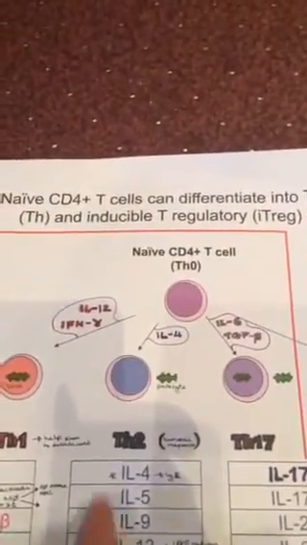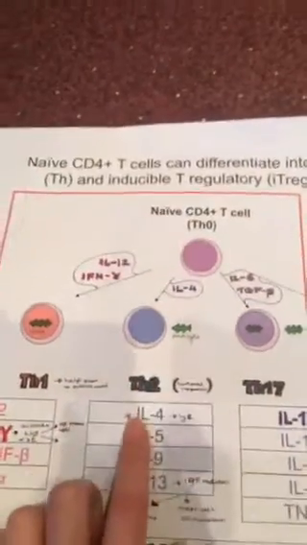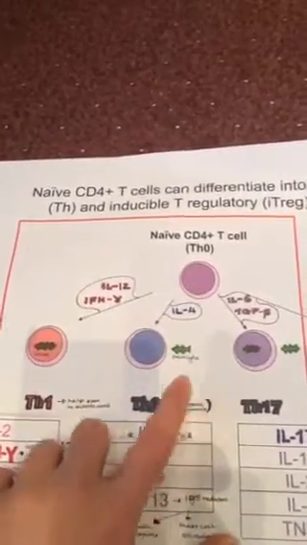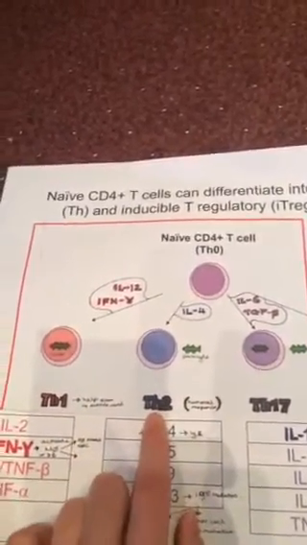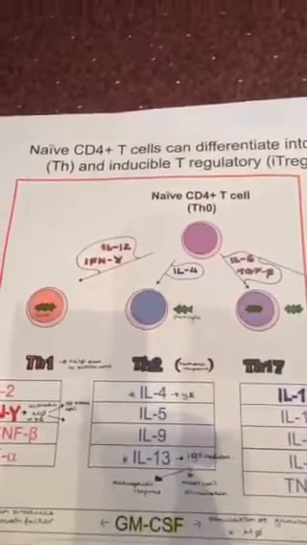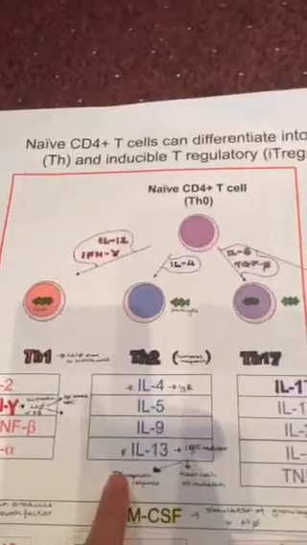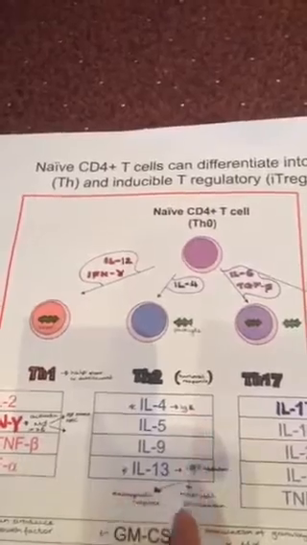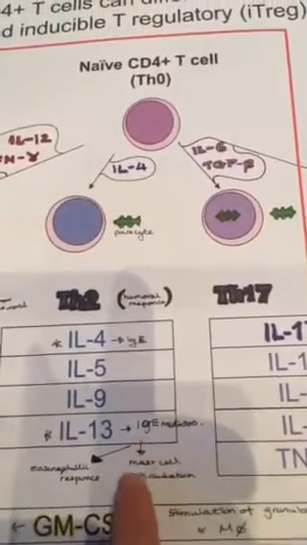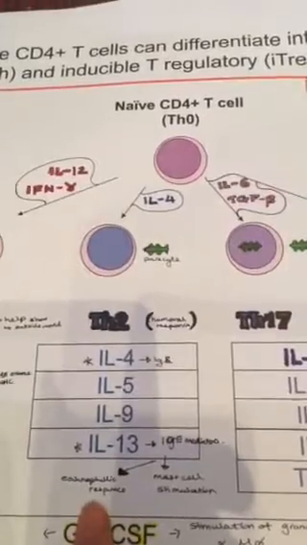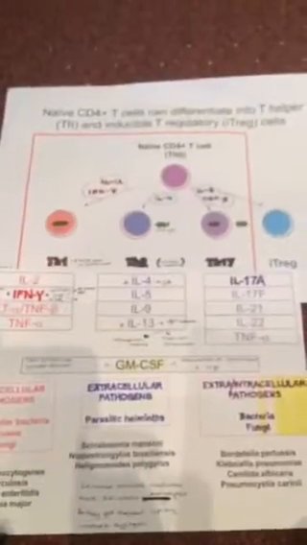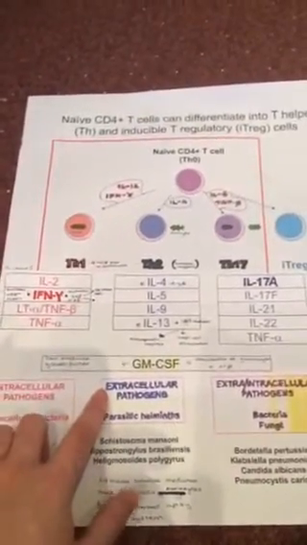So T helper 2 cell differentiation, you need IL-4. IL-4 will then, there'll be a mechanism that we'll talk about later, which will then eventually form the T helper 2 fully differentiated cell. T helper 2 cells express all these cytokines, but the main ones are IL-4 and IL-13, which produce IgE mediators, which then enhance the eosinophilic response and mast cell stimulation. T helper 2 cells are important at dealing with extracellular pathogens such as parasites.